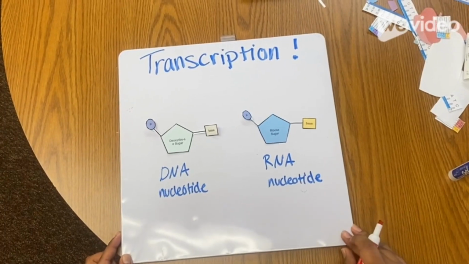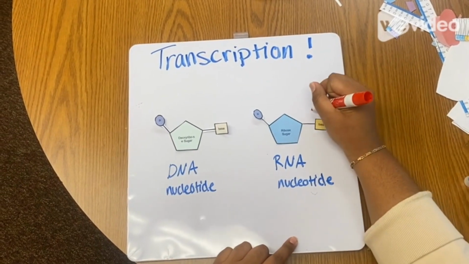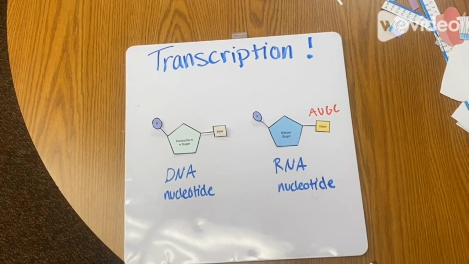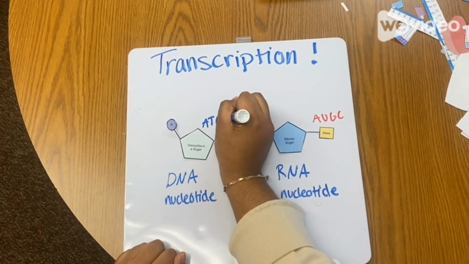Okay, so the difference between the DNA nucleotides and RNA nucleotides is that the bases are A, U, G, C instead of A, T, G, C.